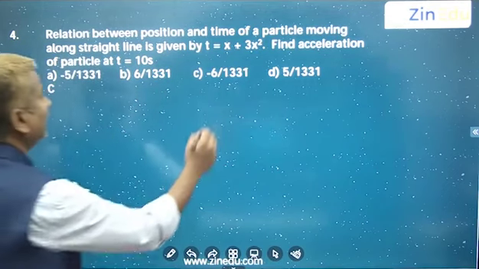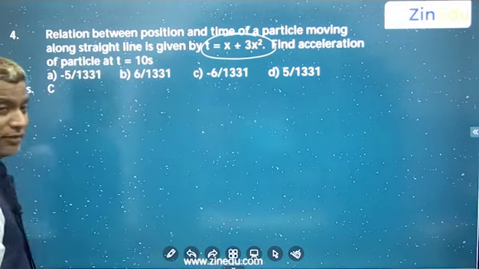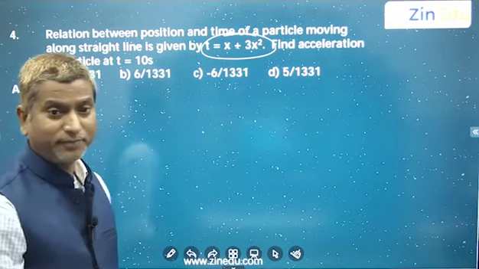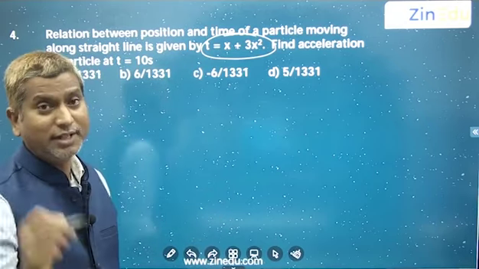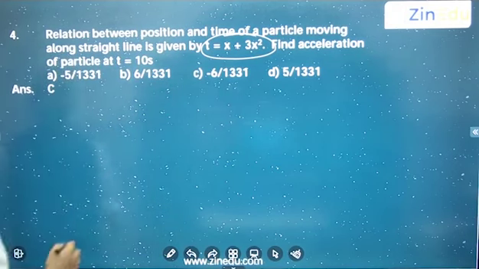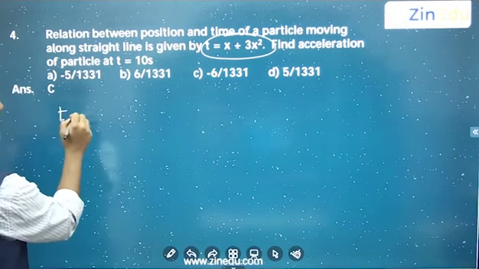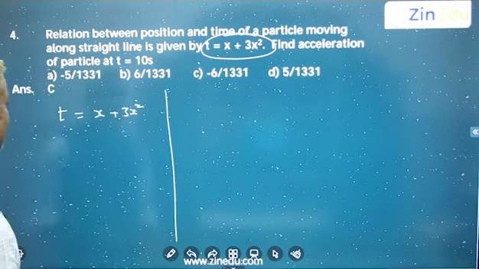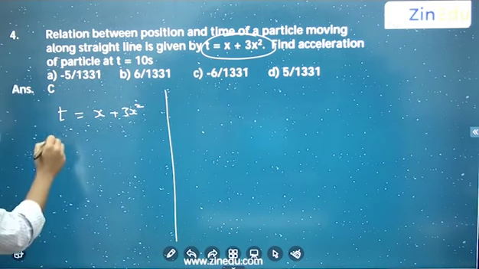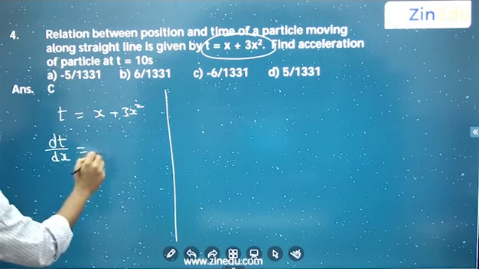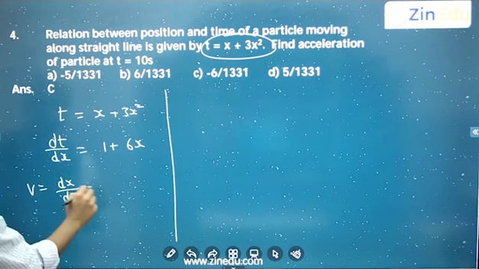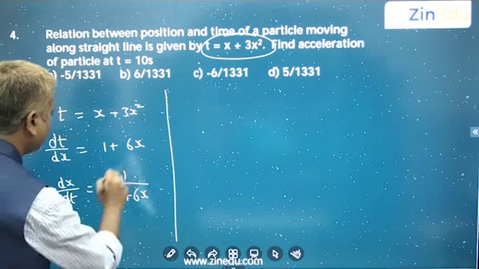Whenever a relation between the position and time is given, of course you can get the velocity, but they are asking for acceleration at a particular time. So what can we do here? First I will take this function, x plus 3x square. From here I can get the velocity. I'll differentiate dt by dx first. I get 1 plus 6x, right? Actually your velocity is dx by dt, which you can write as 1 by 1 plus 6x. Is it not the velocity?